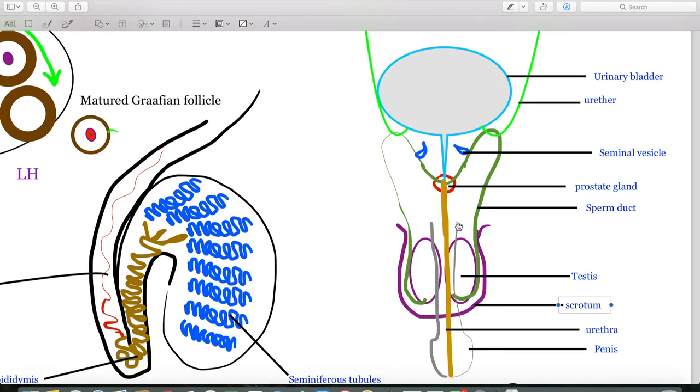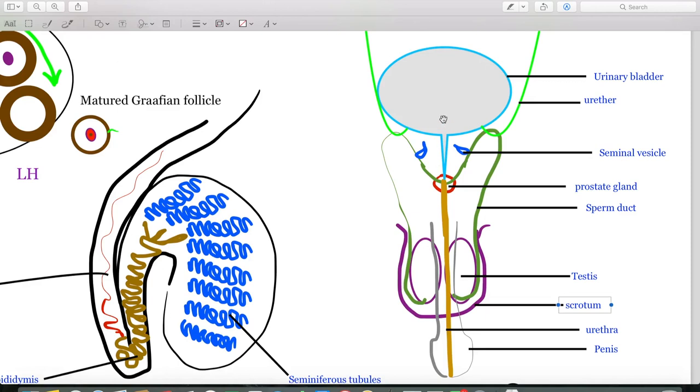Okay, so then after that, you see this structure, the sperm duct ends up at the prostate gland. And then when there is a stimulation and an ejaculation process happening, the sperm cells from the prostate gland and the sperm duct will be ejaculated out of the body through the urethra, and through the penis. The penis will be erect and hard, and upon stimulation, the sperm cell will be ejaculated out into the female reproductive system.